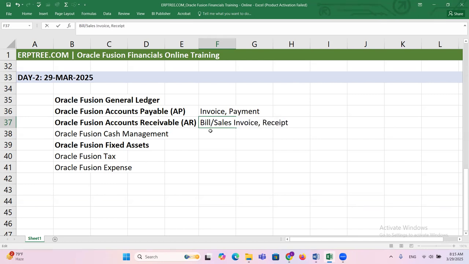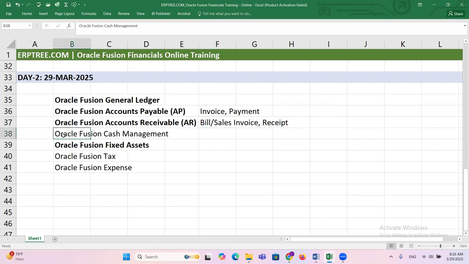So whenever we sell something, we have to give the invoice to the customer. Whenever we get the payment from the customer, we have to record in the receivables application that the payment is received. That is nothing but a receipt. When you receive the payment from the customer, we record it as a receipt.